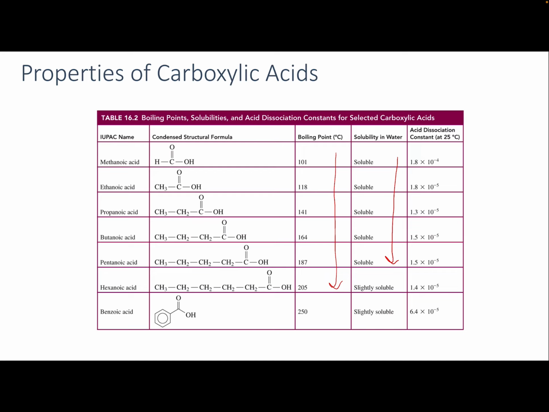An acid dissociation constant is a measure of how much acid there is at equilibrium. A number like this, 1.8 × 10 to the minus 4, is a small number, but 6.4 × 10 to the minus 5 is a smaller number. So it's actually a larger number towards the top here, if you can tell. Smaller exponent means larger number. So in this case, as we get longer and longer acids, they become less and less acidic. The smaller ones are the most acidic. And that might have to do with stabilizing that charge.